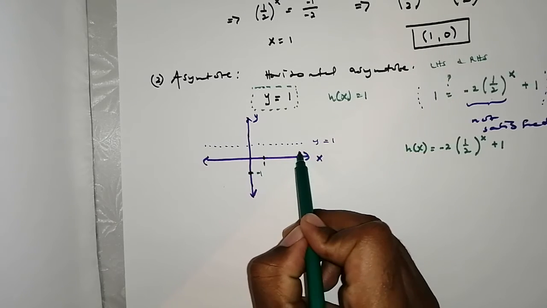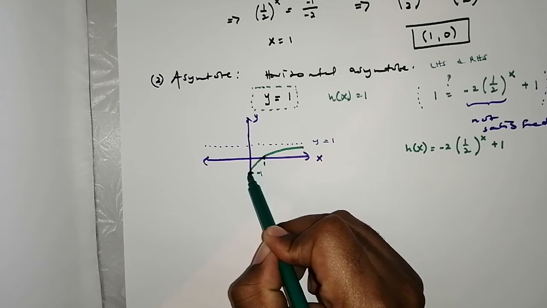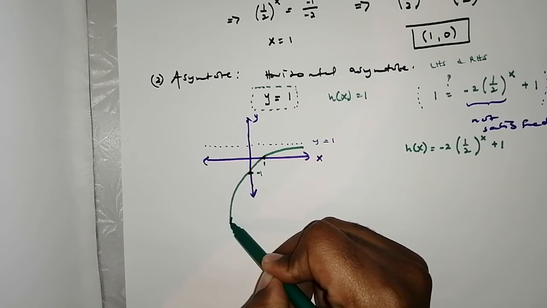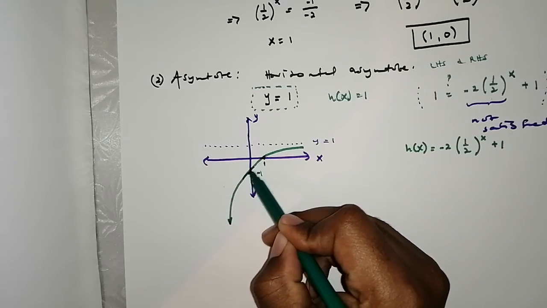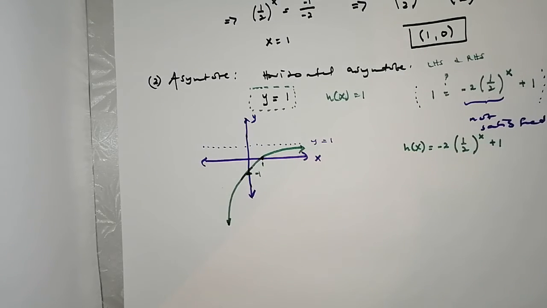So how will our function look? Our function will be something like this. It's going to cut here. It's going to cut here. Then after, it's going to go down, but it's going to be a smooth thing, guys. Okay, cool. So our function will be something like this. Yeah, that is the function we're looking for.